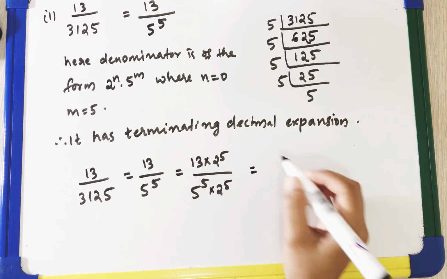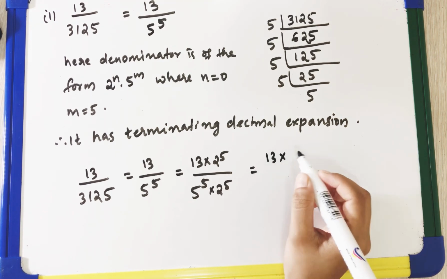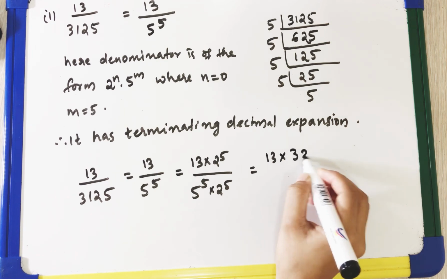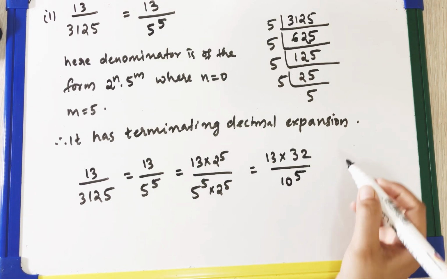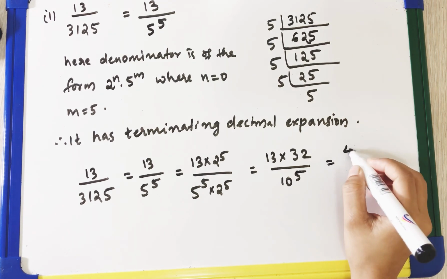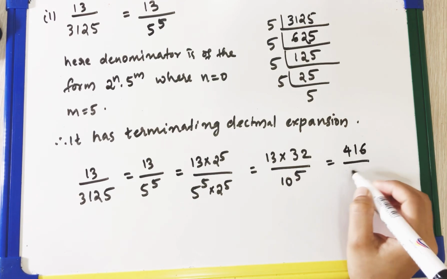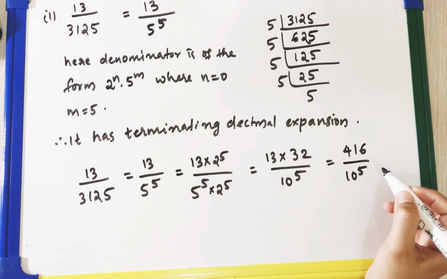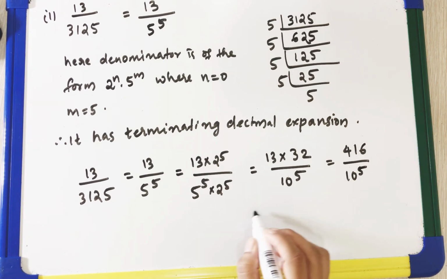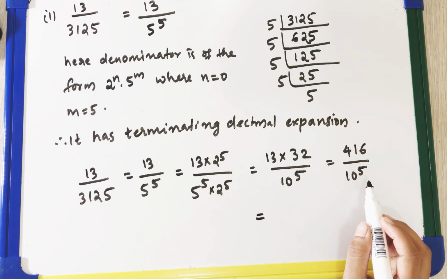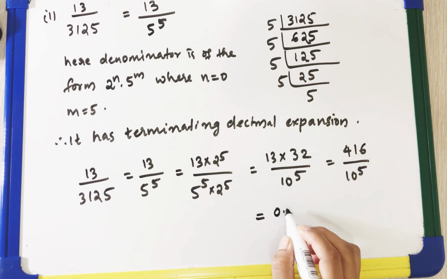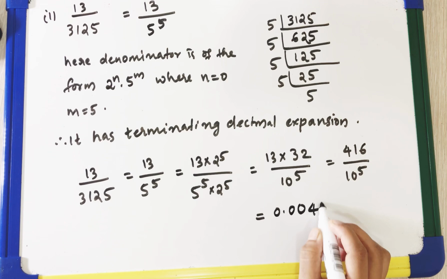which is equal to 13 into 2 raised to 5, that is 32, by 10 raised to 5, which is equal to 416 by 10 raised to 5, which is equal to, here after the decimal we have 5 places. Therefore 0.00416.